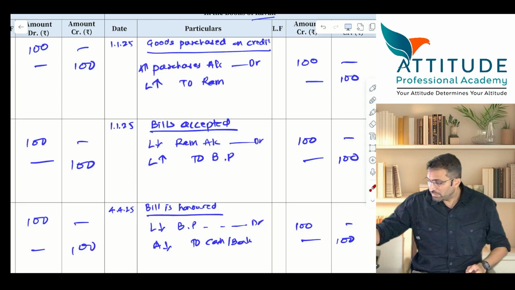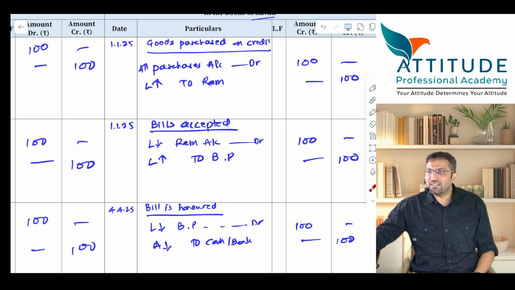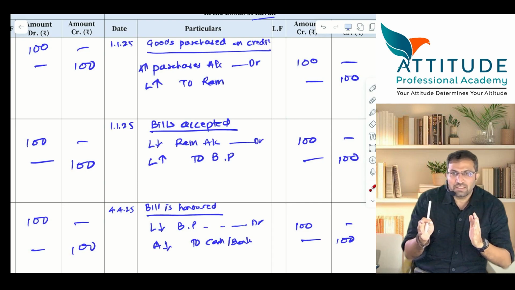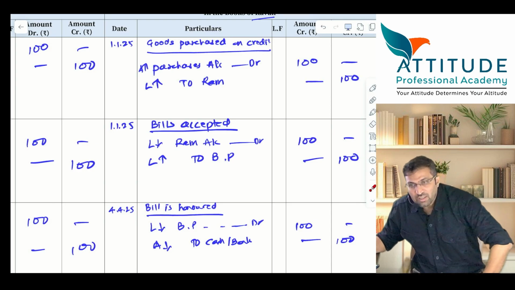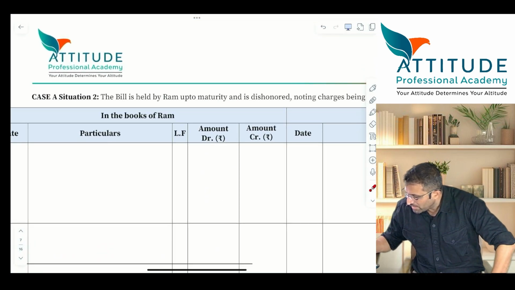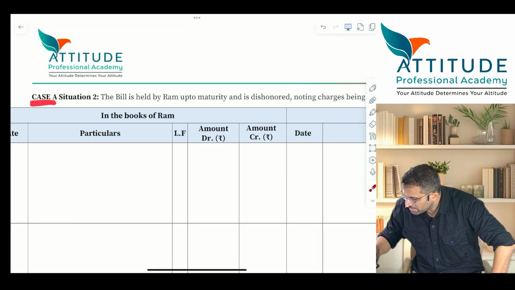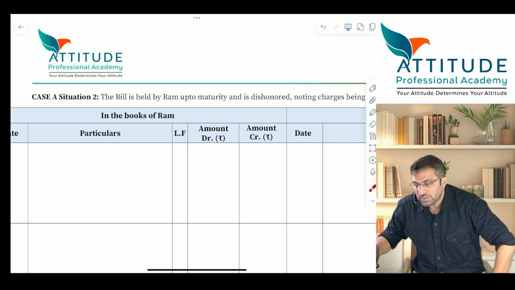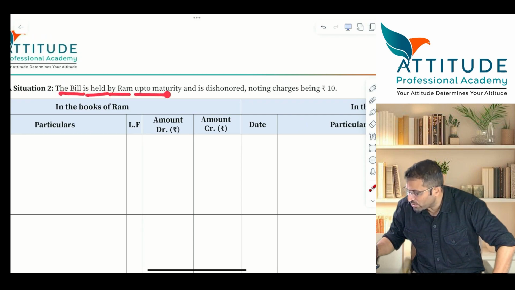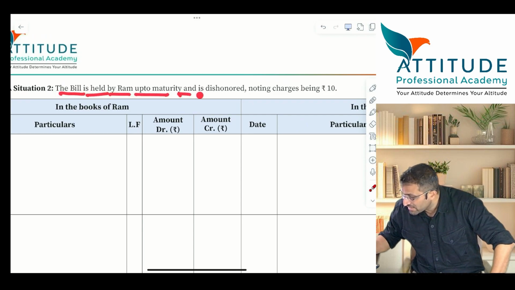Situation 2. We are done with situation 1. Situation 1 is bills are held up to maturity and honored. Now look at situation 2. Look at what is written. Case A only, but situation 2. You write there. The bill is held by Ram up to maturity. Same thing. And is dishonored.